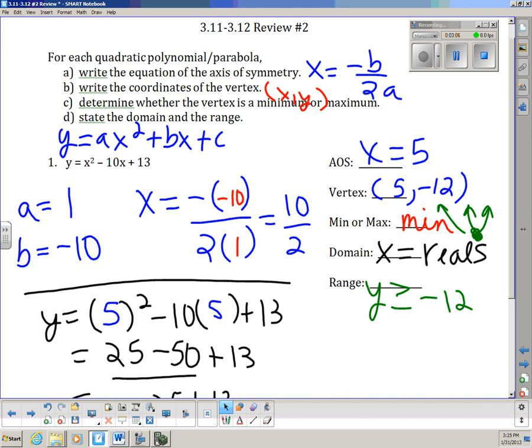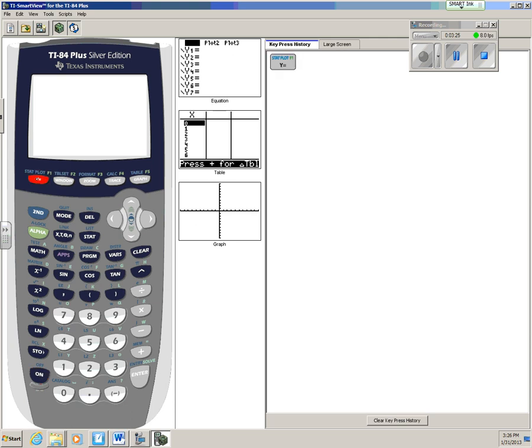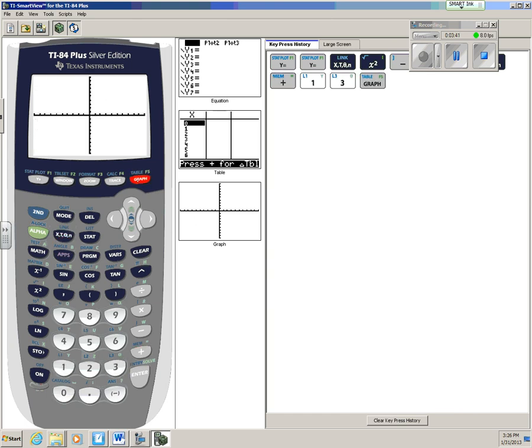So here's everything for you. The axis of symmetry, your vertex, it's a min. Domain is always the reals for the x's, and the range is y is greater than or equal to negative 12. The question is, well, can you verify this or back it up on the calculator? And here's where you can. On the calculator, if you go to y equals and you type in x squared minus 10x plus 13, and you go to your graph, you're going to see a parabola that opens up.